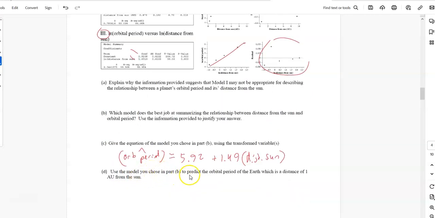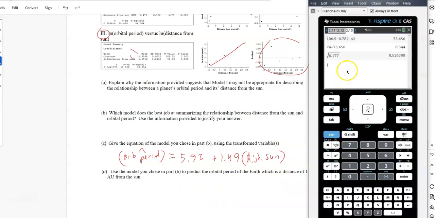Using the model you chose to predict the orbital period of the Earth, which is a distance of 1 AU from the sun, we're going to plug in 1 for distance from the sun. So first we're just going to type this in: 5.92 plus 1.49 times 1. So 7.41.